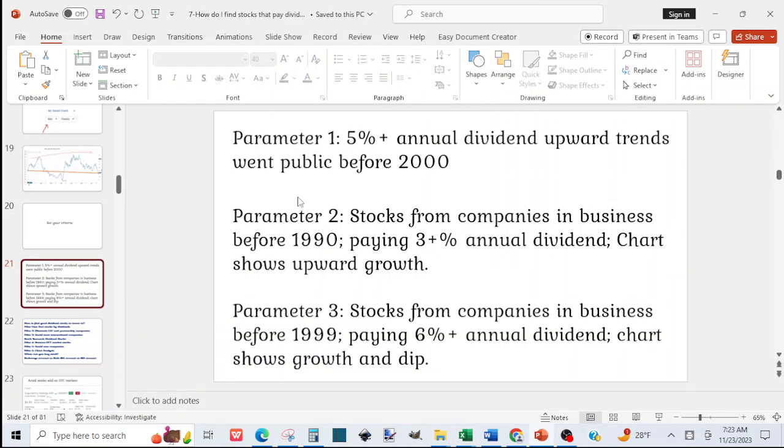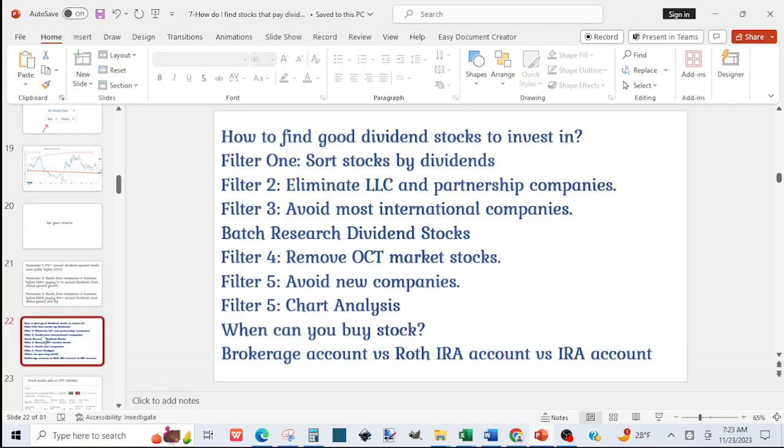Those criteria or parameters will be helpful to know which one you want to invest in first, which one you want to invest in second, and so forth. But the criteria you are going to use to even select the companies, the stocks, to put on your spreadsheet to narrow them down to good ones, are the following. So you want to find good dividend stock to invest in by doing the following.